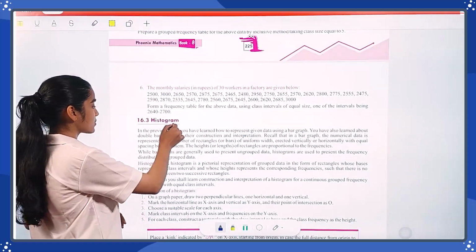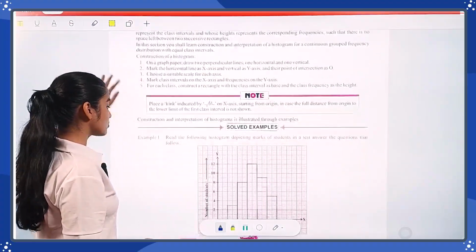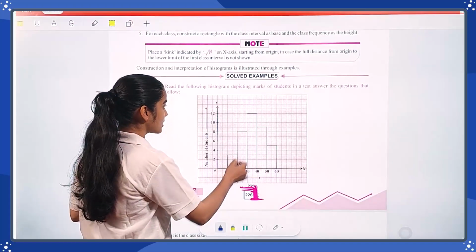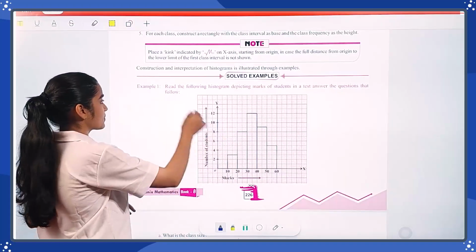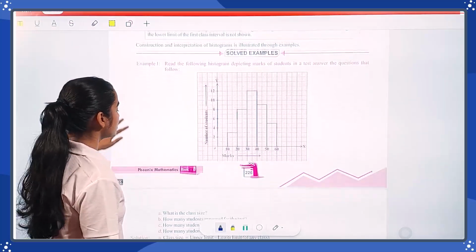So now we have the histogram. A histogram is similar to a bar graph, but the difference is that in a histogram there is no gap between the bars. Now read the following histogram depicting marks of students in a test and answer the questions that follow.